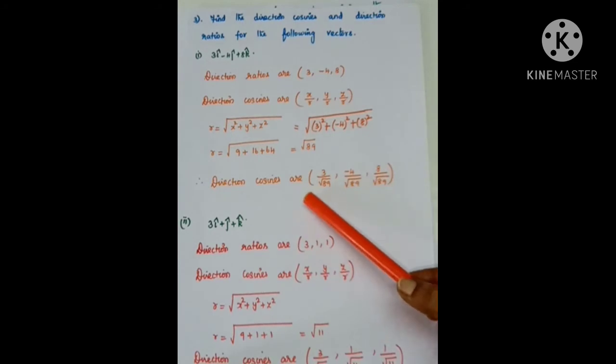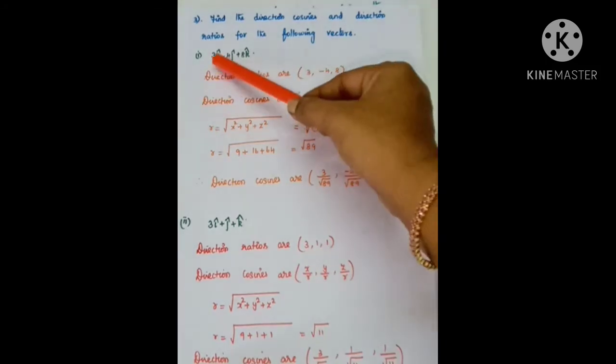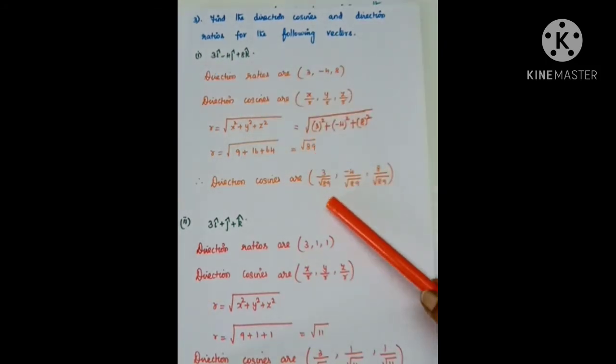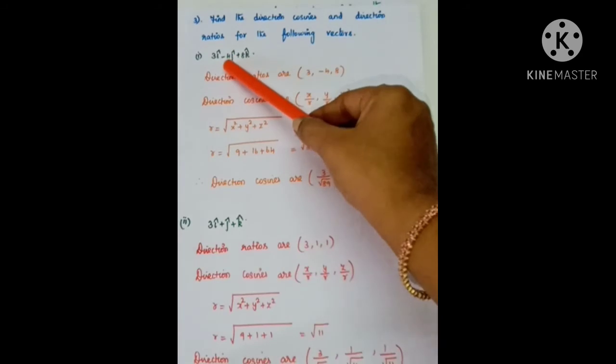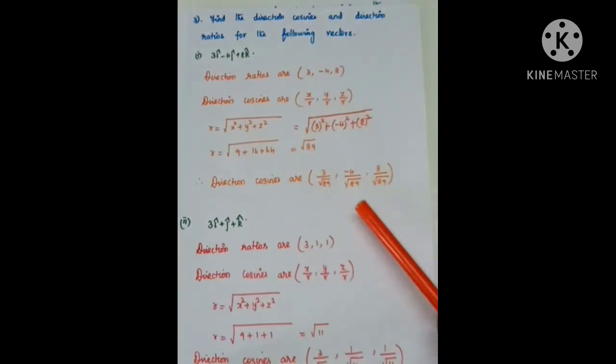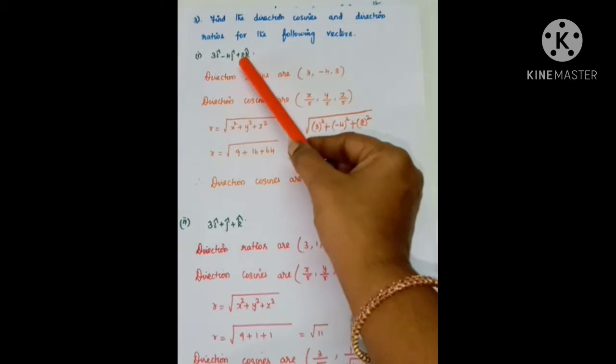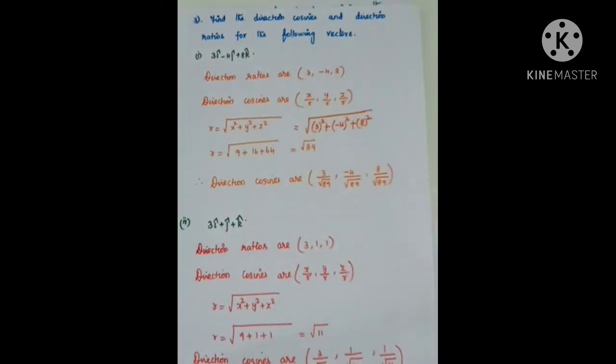So direction cosine, you have to substitute in the formula. So what is x? x is 3. 3 by square root of 89. And next one y, that is minus 4 divided by square root of 89. Next one z is 8 by square root of 89. Okay, they are the direction cosines. So you know what the direction cosines are? In terms of angle, cos alpha, cos beta, cos gamma. Otherwise x by r, y by r and z by r. What is r? r is square root of x squared plus y squared plus z squared.